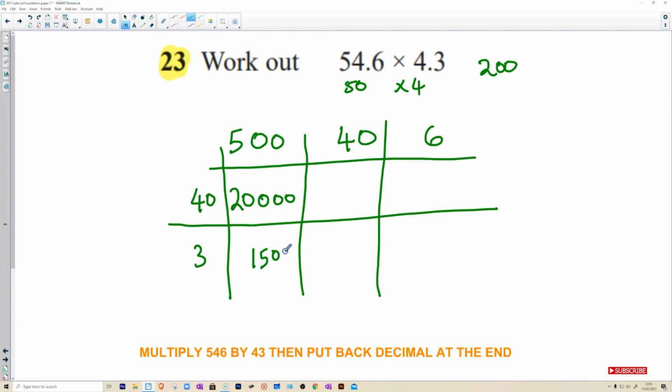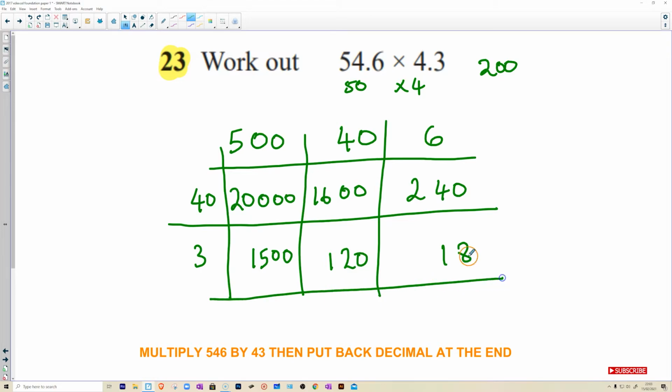Try to line these numbers up so it's easy to add at the end of your multiplication. So 40 times 40, 4 times 4 is 16, and then I've got the 2 zeros. 3 times 40, that's 120, so that's 120 here. 40 times 6, 4 times 6 is 24, so that's 240. 3 times 6 is 18. And once you're done with this, you can add all your numbers up.